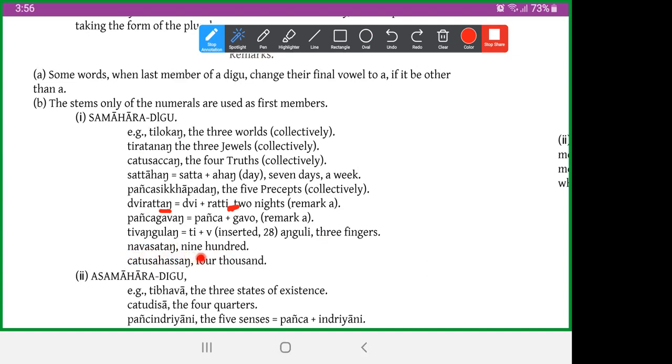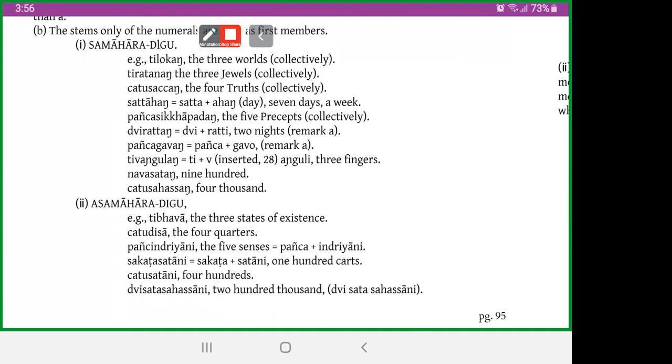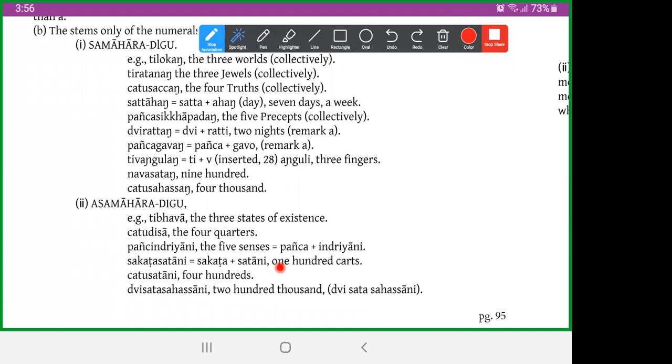Nava is 9, sata is 100, chatu is 4, so sahasam is 1,000. Okay, from here we compare with another example. So asamahara digu. Example: tibhava, the 3 states of existence. Chatu disa, 4 quarters. Pancha indriyani, the 5 senses. Satani, 100s. Chatu satani, 400. Dwe sahasani, 2,000. Okay, so compared to the earlier one, which is called samahara, right?